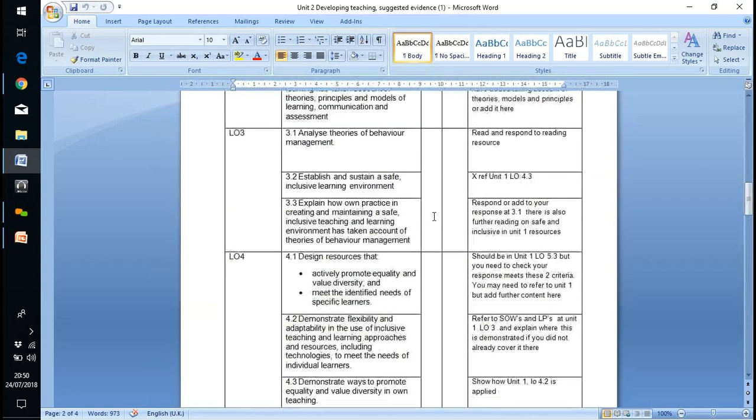You say you're still on 3, aren't you? That's the one you were having a bit of a problem with last time. Yeah, and now I think I'm getting it, basically. I put on read and respond to the resource, which I said some of it was in Unit 1 as well, if you remember, on the behaviour management in class, things of that nature.